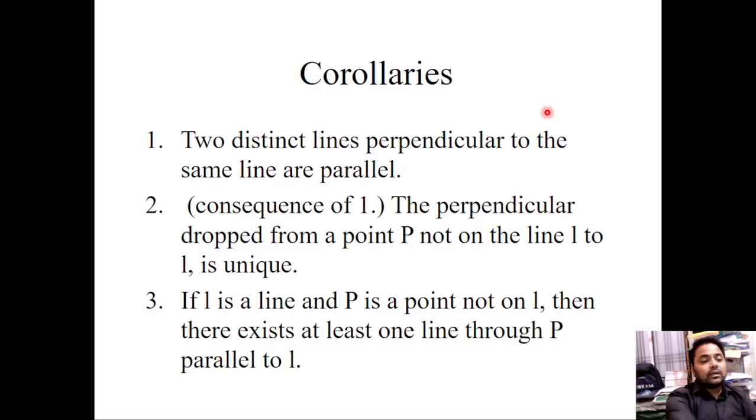If l is a line and P is a point not on l, then there exists at least one line through P parallel to l.